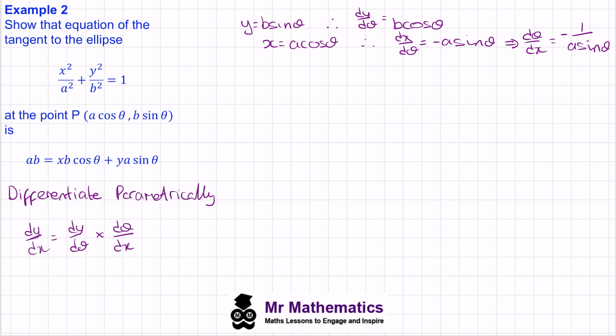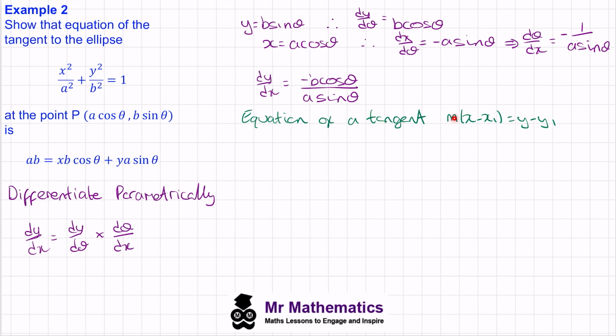And when we multiply dy by d theta by d theta by dx, we get dy by dx will be minus b cos theta over a sine theta. Okay? And now we can use this gradient function to find the equation of a tangent. We've just worked out our gradient.